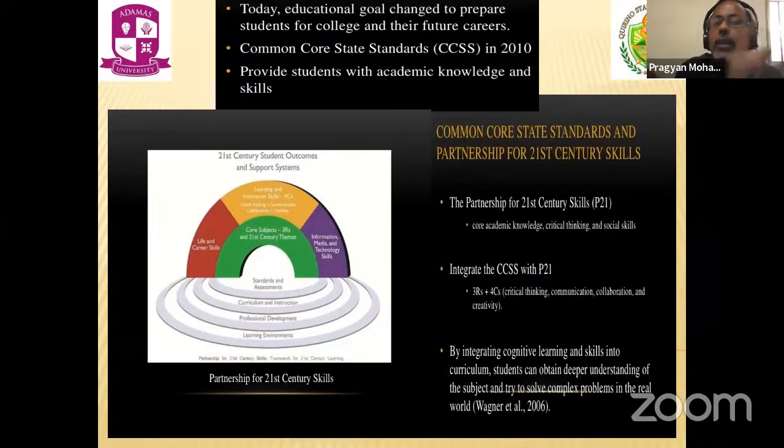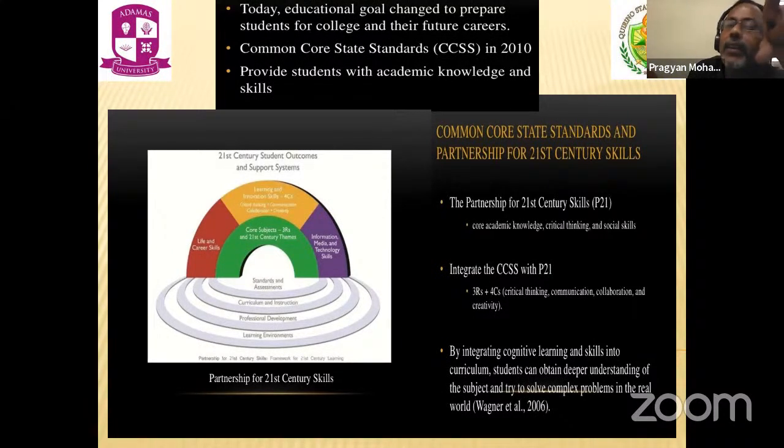What integration? The partnership of the core state standard along with P21, that is, the 21st century skills. So the 21st century curriculum becomes 3R plus 4 C's. That means reading, writing, and arithmetical reasoning will be there. Along with that, critical thinking, power of communications, collaborating approach, and creativity also have to be introduced into the 21st century curriculum. So this integration is excellently done in the 21st century curriculum, and it focuses on P21.